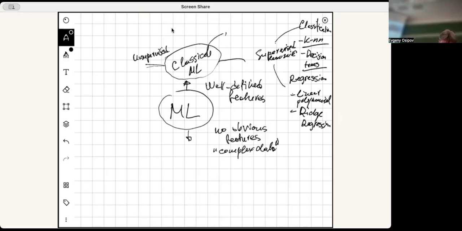Then again, this reinforcement learning, RL, we do not talk about. And an important class of classic methods is in the unsupervised branch. Here we have tasks like clustering, or feature, or dimensionality reduction.